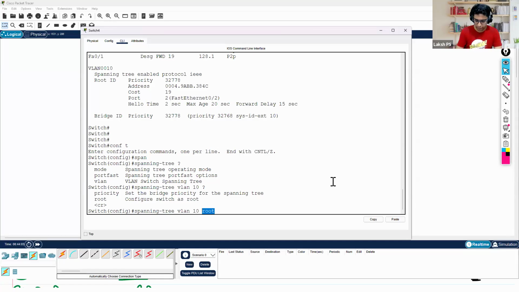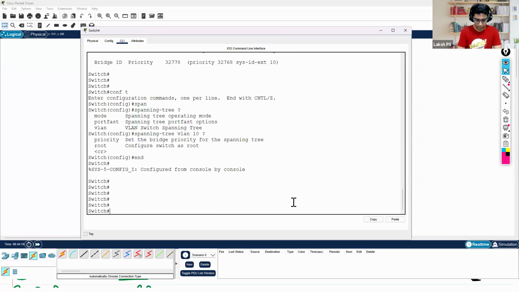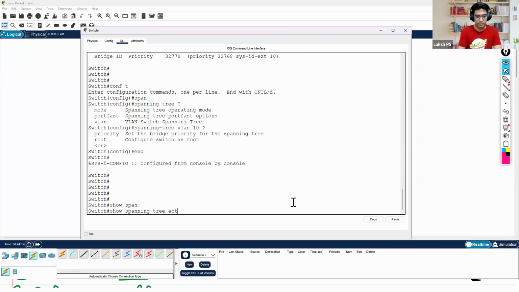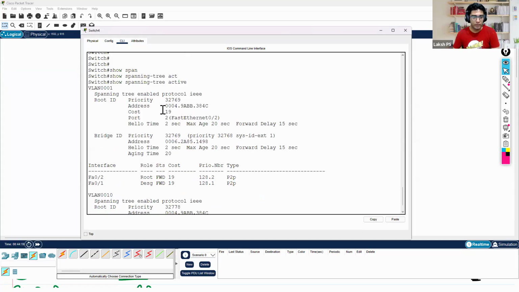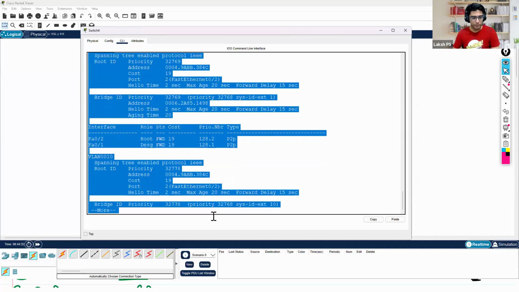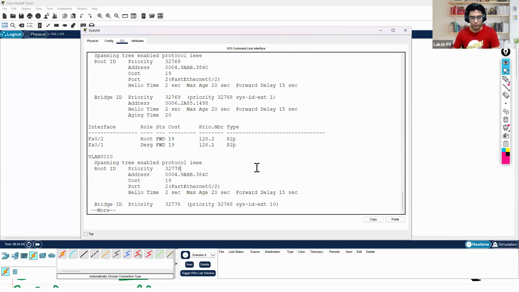I think I have digressed from the topic a lot for now. I was actually discussing this particular output. I introduced VLAN number 10 and VLAN number 1, and you can see that for every VLAN, no matter how many VLANs you introduce, the output remains the same.